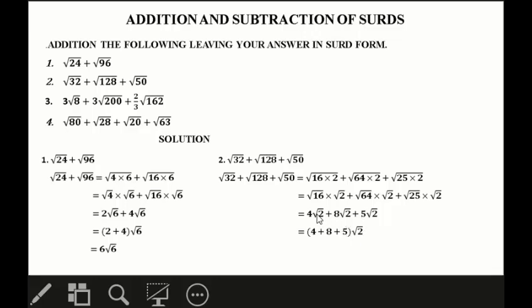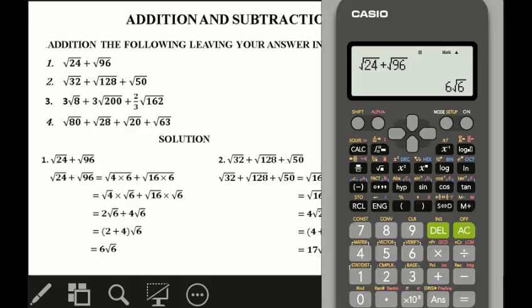Then we add one of the root 2 to multiply the expression like this. This and that will give us 12. Then we add the 5, and the result is going to give us 17 root 2. After which, you can punch it on your calculator to confirm your answer.